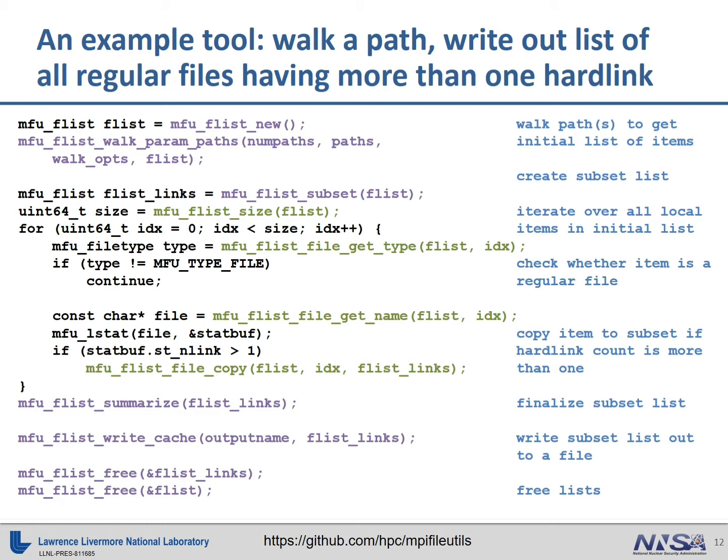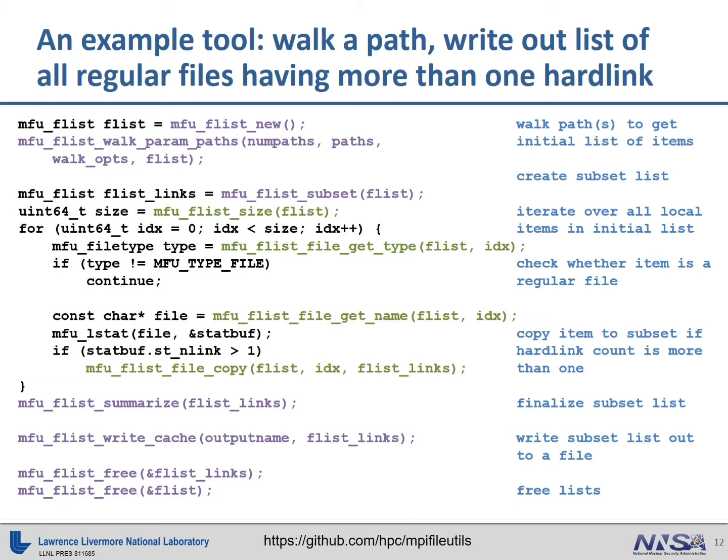I've colored, again, all the collectives to be purple and all the local functions to be green. On the right column in blue, I'm showing some comments of what the code does. These first few lines just allocate an empty list and then walk a path to generate the initial list to work from. In the middle portion, we then create a second list, which is going to be a subset of that initial list. In the for loop, each process runs over its local items of the list. It first identifies whether the item is a regular file or not. If not, it moves on to the next item.